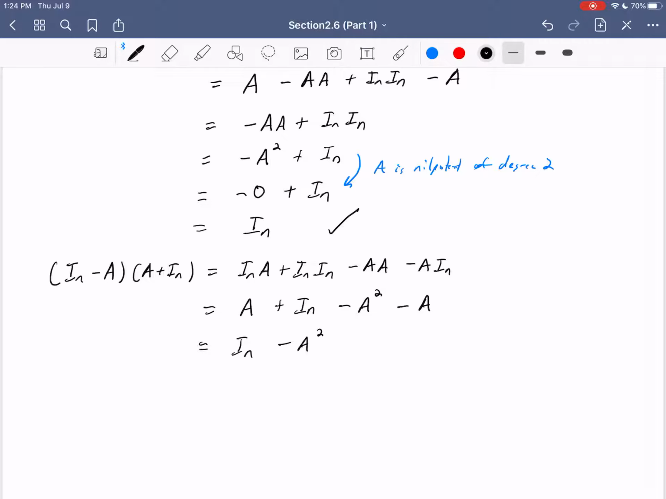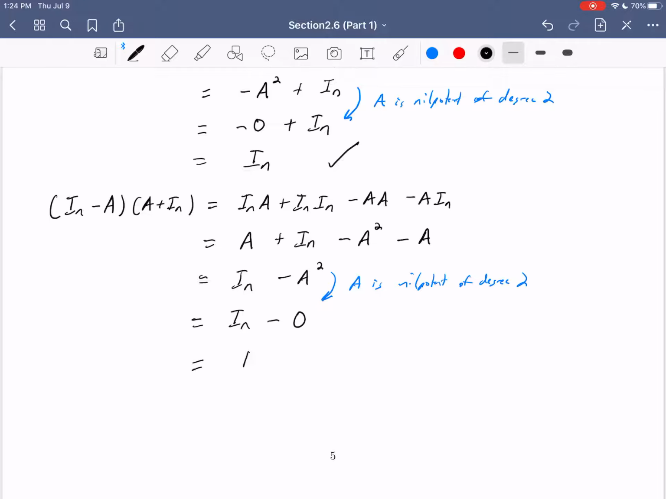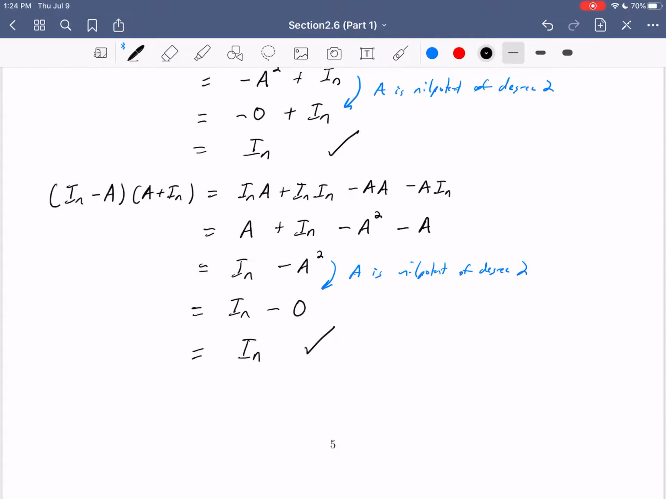And then the same trick, this is equal to IN minus 0. And again, that's because A is nilpotent of degree 2. And then, of course, that is IN minus the 0 matrix. That is IN. Check. Do keep in mind that these zeros here you're seeing, that's not the number 0. That is the 0 matrix. That's the only way that that operation would make sense. So we've shown that both directions of the multiplication result in the identity. So A plus IN inverse does indeed equal IN minus A.